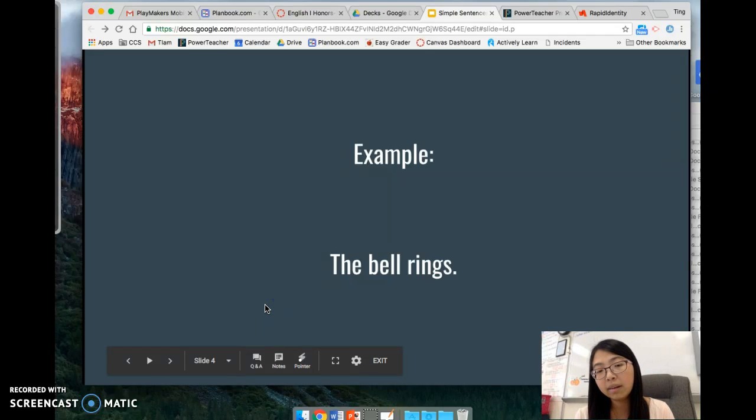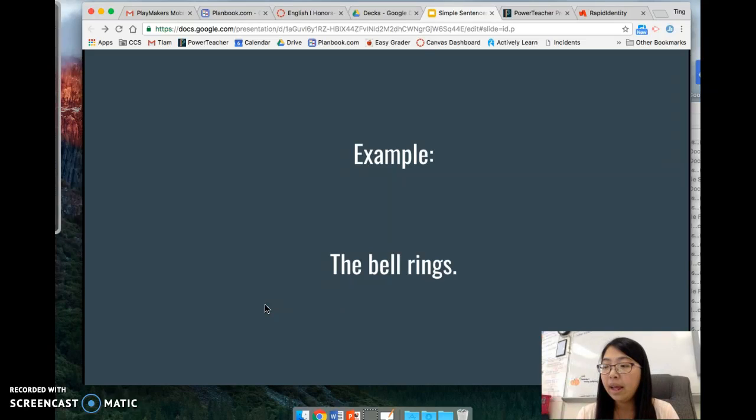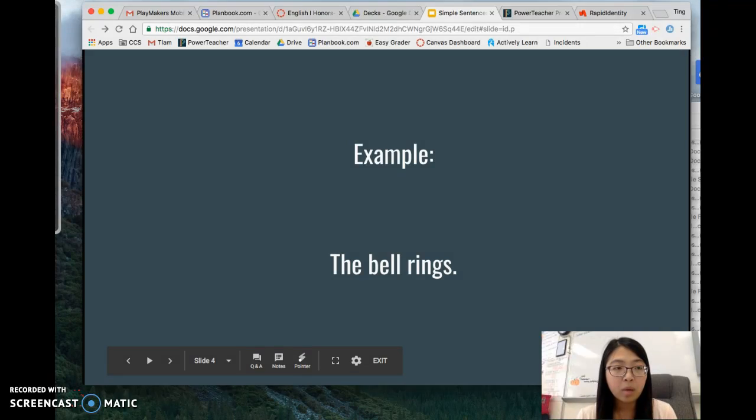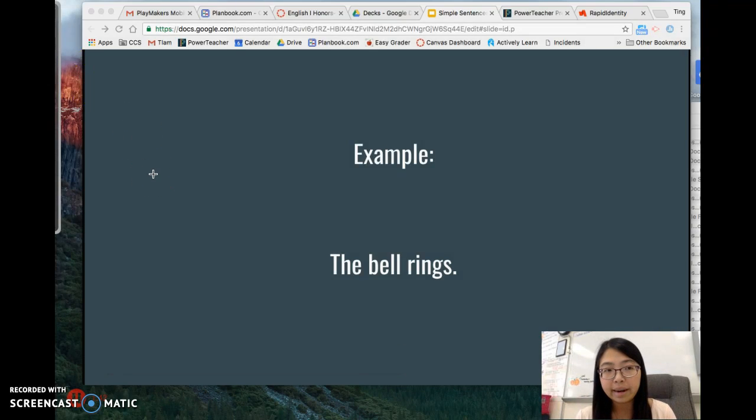All right, so let's take a look at this example sentence. This sentence is, the bell rings. It is a very simple sentence. All it has is a subject and a verb. It has a subject and a predicate. So we are going to mark it up, and to mark it up, that basically means that we are going to be circling and underlining stuff.